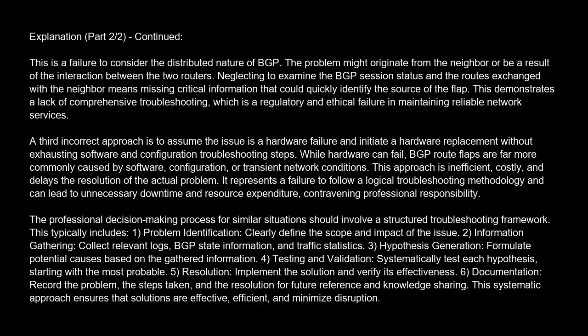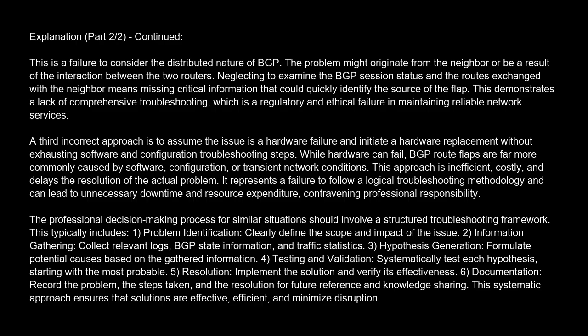A third incorrect approach is to assume the issue is a hardware failure and initiate a hardware replacement without exhausting software and configuration troubleshooting steps. While hardware can fail, BGP route flaps are far more commonly caused by software, configuration, or transient network conditions. This approach is inefficient, costly, and delays the resolution of the actual problem. It represents a failure to follow a logical troubleshooting methodology and can lead to unnecessary downtime and resource expenditure, contravening professional responsibility. The professional decision-making process for similar situations should involve a structured troubleshooting framework.